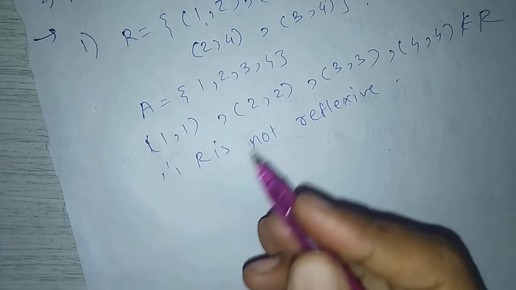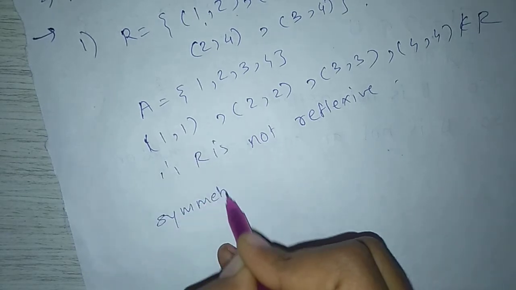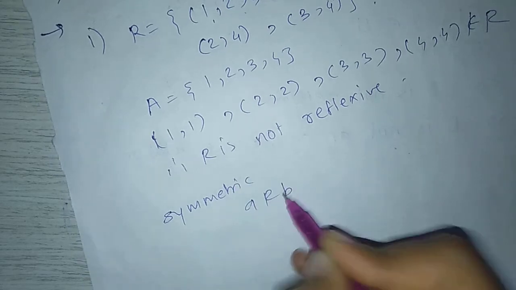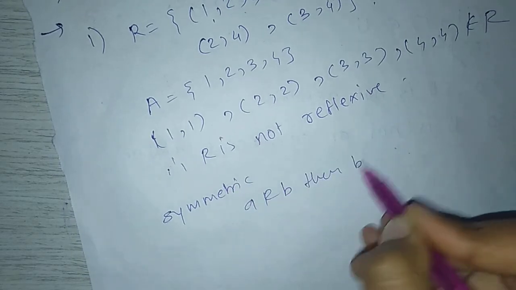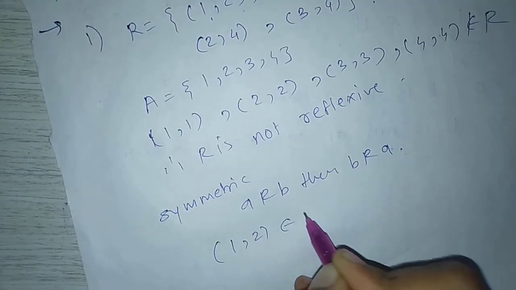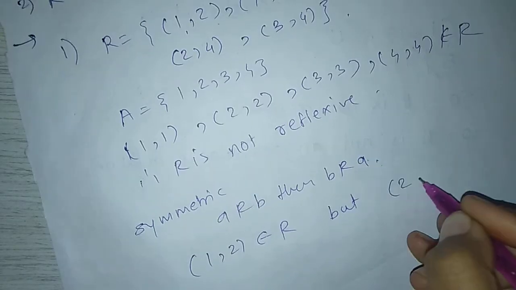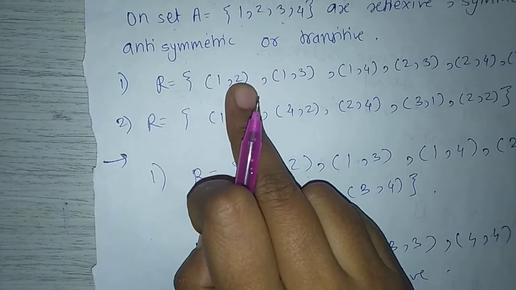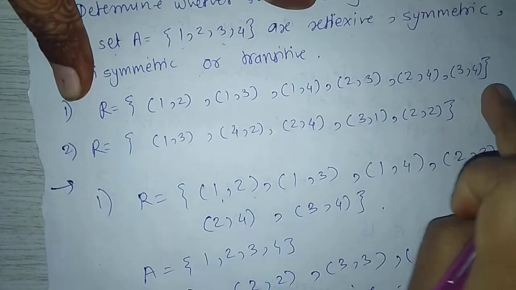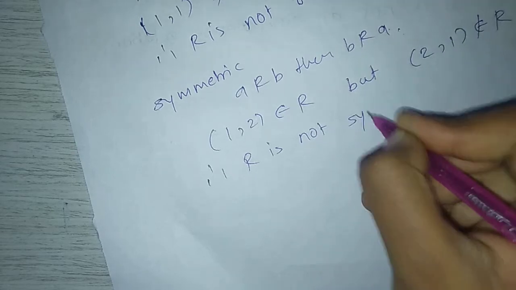Next, for symmetric, we know that for symmetric, if a relates to b, then b relates to a. Here (1,2) belongs to R, but (2,1) does not belong to R. Therefore R is not symmetric.